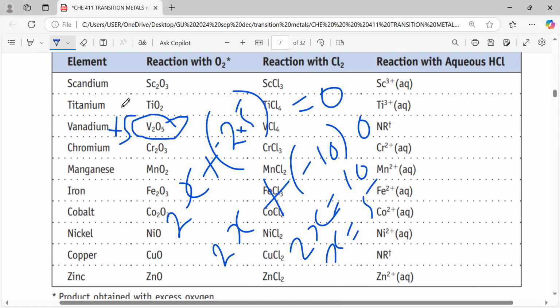So it varies actually. You cannot really say it must always be positive 2. No. It varies with the transition state and stabilities, as we shall see much later. Then again, we are seeing different oxidation states when you form chlorides on this other end.